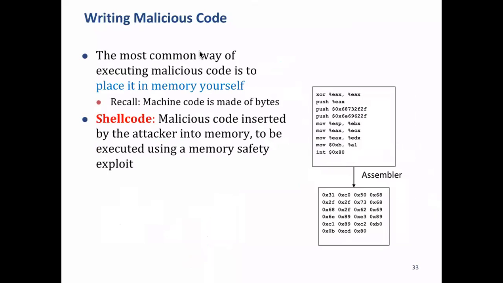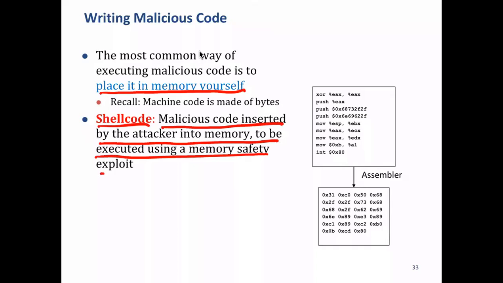Now the most common way of executing malicious code is to place the code in memory itself. We have said that we are jumping into a certain location, and that malicious code has to be there. But how does the code go there? You have to think about how we are going to place the malicious code also. Right now, we have only manipulated the jumping address of the malicious code. So there is something called shellcode. It's malicious code inserted by the attacker into memory to be executed using a memory safety exploit.